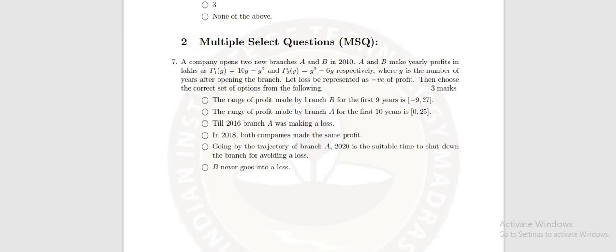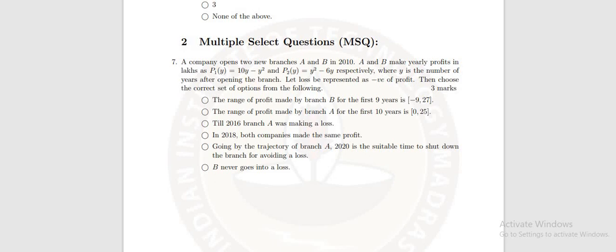So option A says that the range of the profit made by branch B for the first 9 years is this much. Option B says the range of the profit made by branch A for the first 10 years is [0, 25]. For finding the range, we have to put in the values one by one and calculate the profit for A and B in the first year, then similarly in the second year when y is equal to 2. In this way we find the values of P, and then we look at the range of profit for A and B.